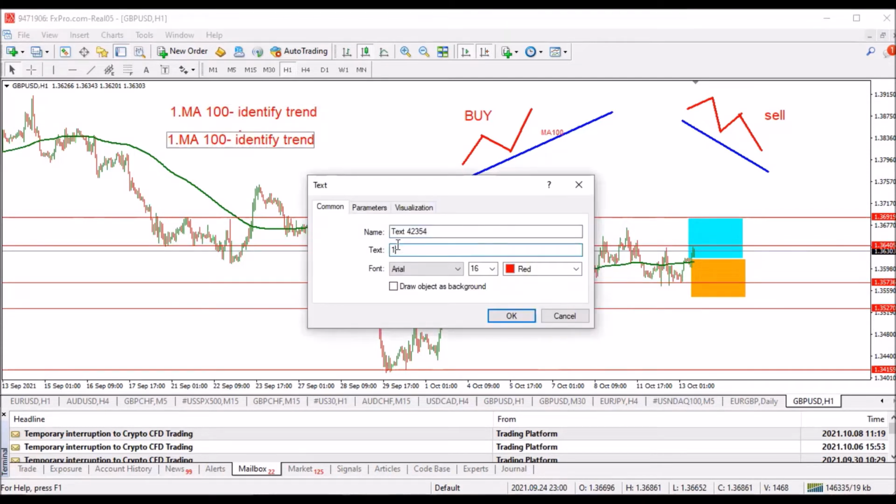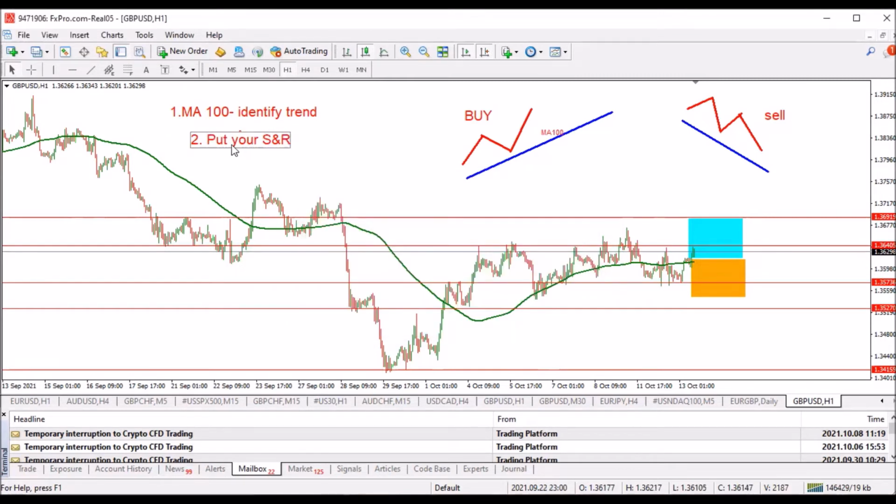And step 2, put your S and R, that's support and resistance. So you identify where the market has been sitting. And if you don't know how to do that, just go check my other video for SNR. I won't go over it here, so just go check it out.